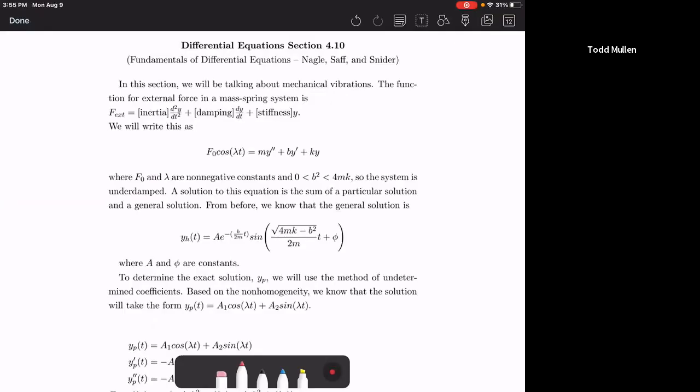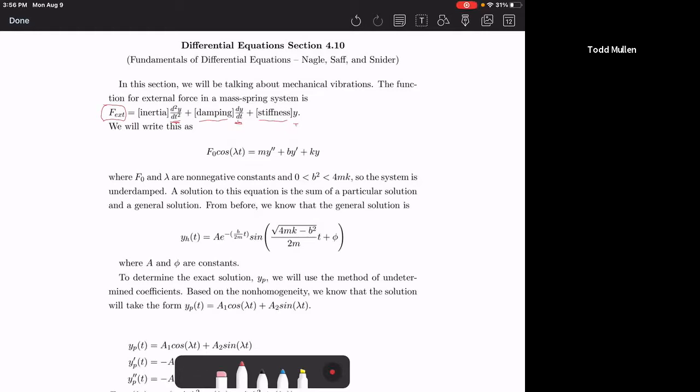In this section, we'll be talking about mechanical vibrations. So as before, we have the function for external force in a mass spring system: the external force is equal to inertia times the second derivative of y with respect to t, plus the damping constant times the first derivative of y with respect to t, plus our spring stiffness constant times y.